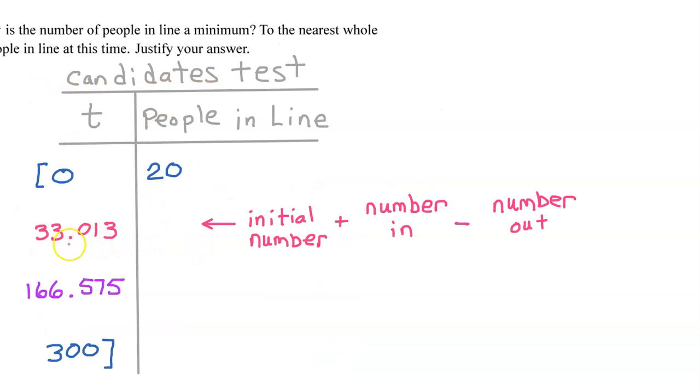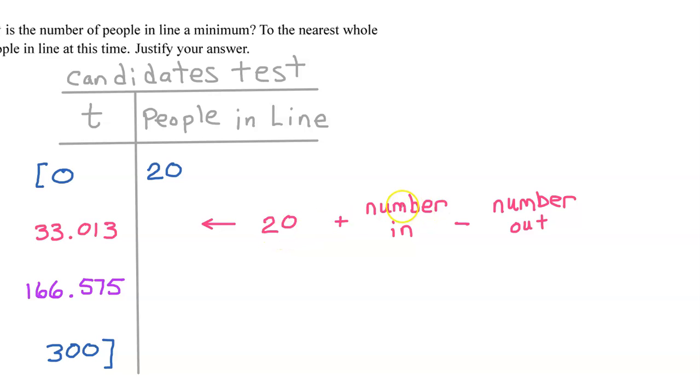The number of people in line at 33.013 seconds will be the initial number of people plus the number of people who entered the line by this time minus the number of people who have left the line by this time. The initial number of people in line is 20.